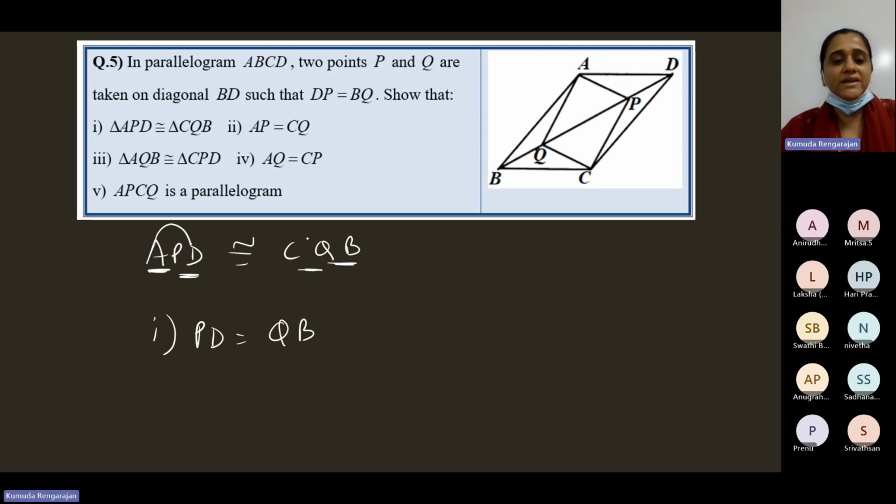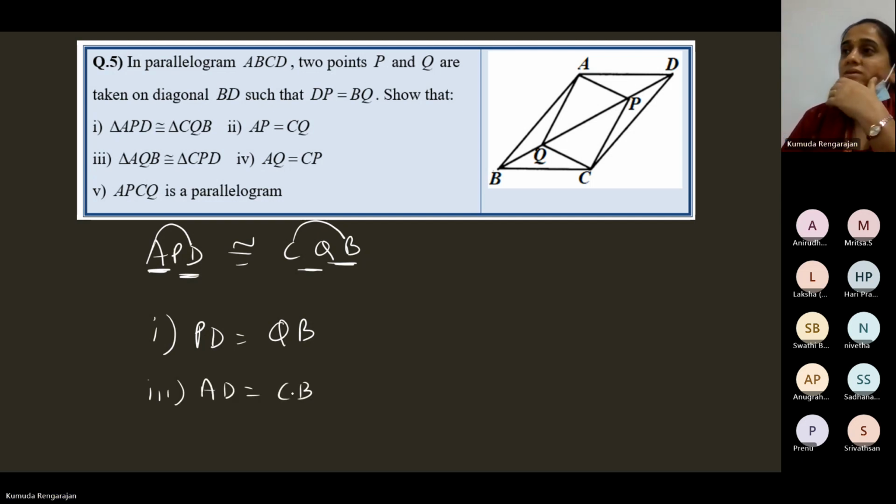Then can you write AD equals CB? Yes, you can write that, because AD is equal to CB as opposite sides of a parallelogram are equal. Now you have two pairs of equal sides. Fix one angle, that's all. You should bring the included angle. It has to be the included angle. There's no choice.